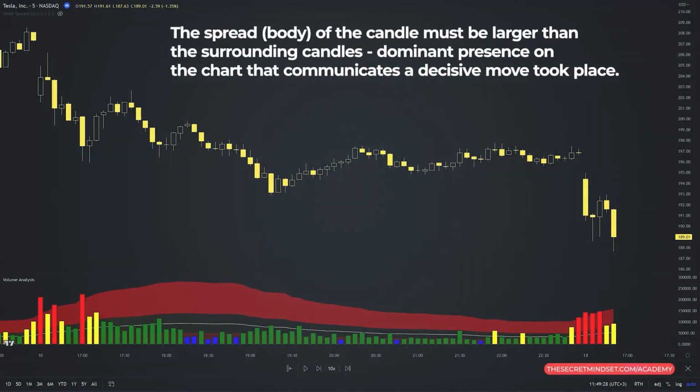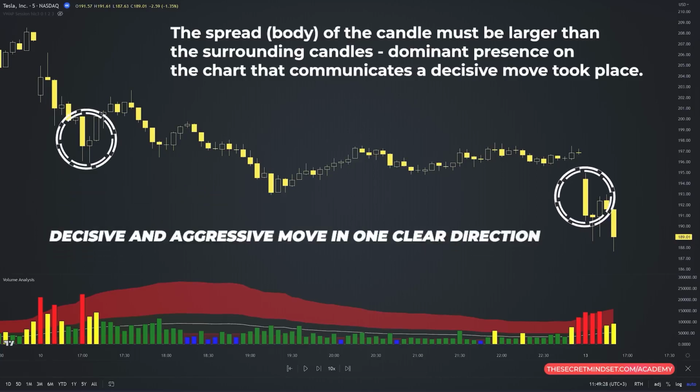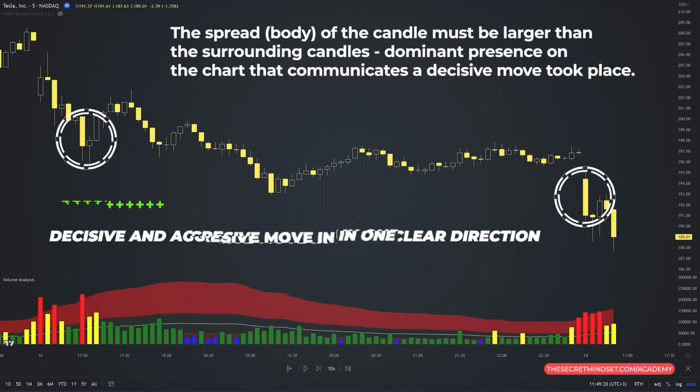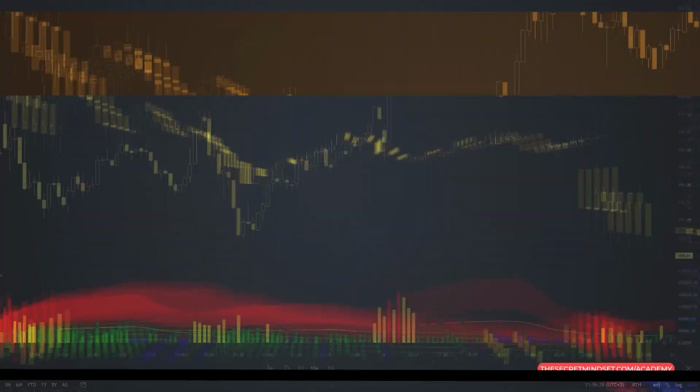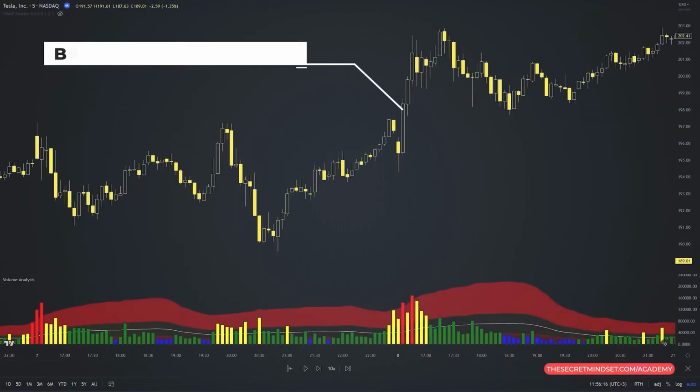To qualify as a power candle, the spread of the candle must be larger than the surrounding candles. The candle must have a dominant presence on the chart that communicates a decisive move took place. The structure of these power candles is caused by a decisive and aggressive move in one clear direction. The price action of the wide spread candle is sending a clear signal with one message.